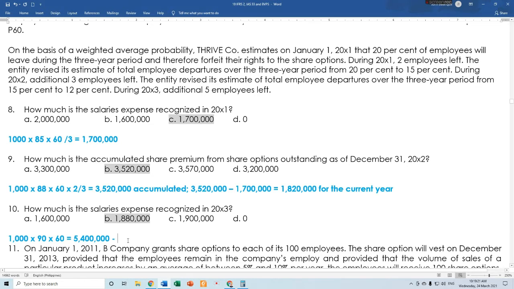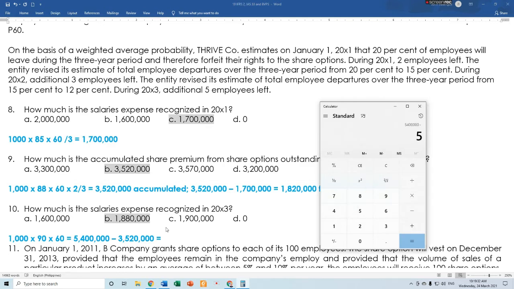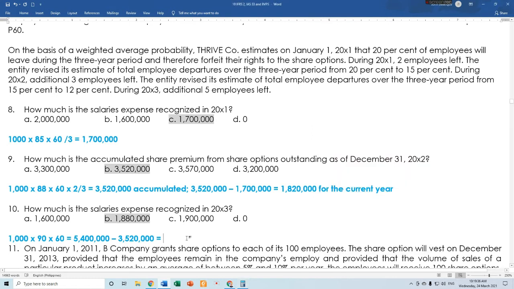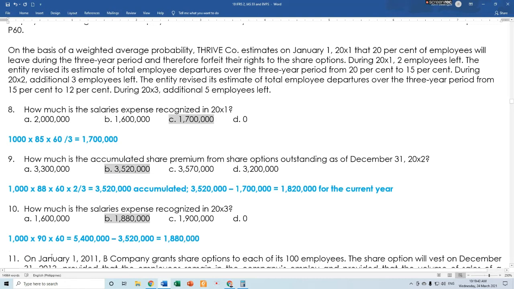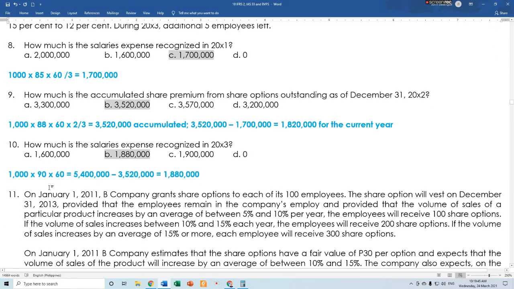Ibawas natin yung na-recognize nung last year. Okay, na 3,520. So 5,400 minus 3,520, that's 1,880. So, 1,880 yung expense natin this period. Okay, so yan siya. Yan yung sagot natin sa 8, 9, and 10.